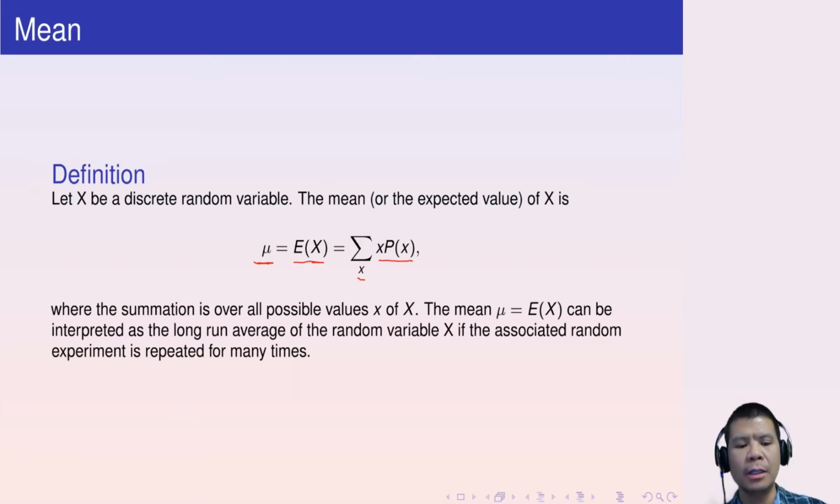The mean can be interpreted as a long-run average of the random variable if the associated random experiment is repeated many times.